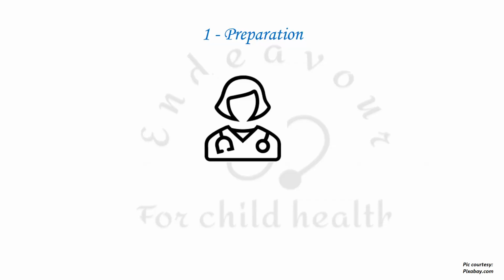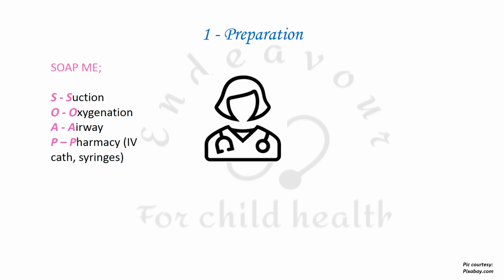The mnemonic you need to remember for the preparatory checklist is SOAP-ME, that is suction, oxygenation or oxygen tubings and source, airway, pharmacy, that is IV catheter, syringes, etc., medicines which are required for the process of pre-medication, and equipment.